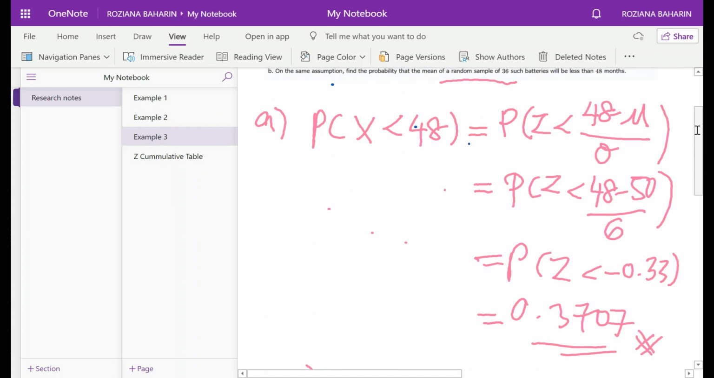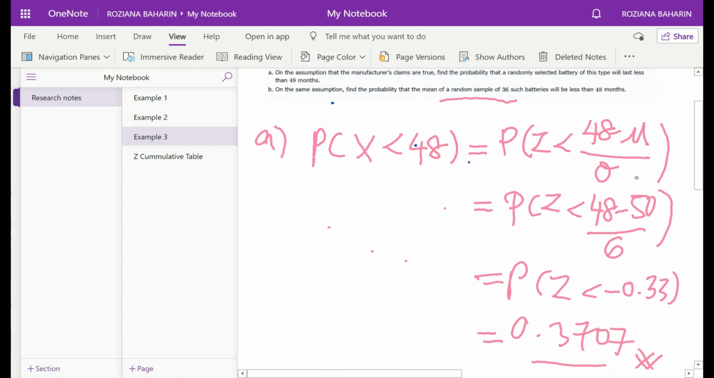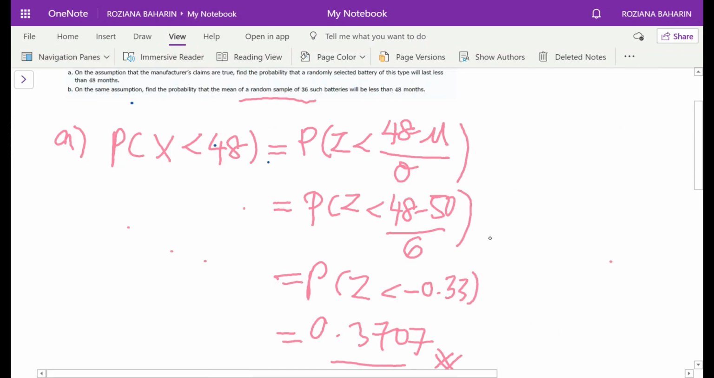So that is the difference between A and B, how you solve it. It looks similar but a bit different on the value of your standard deviation when you want to use that divided by your sample size. So I hope that this explanation gives you a better view and understanding on solving the question pertaining to sampling distribution of mean.